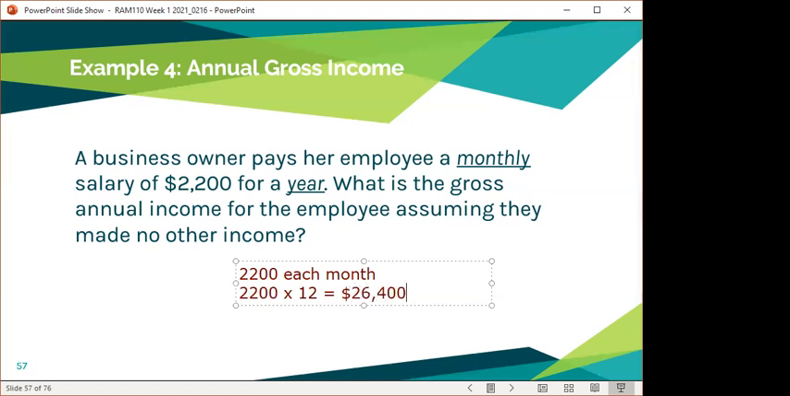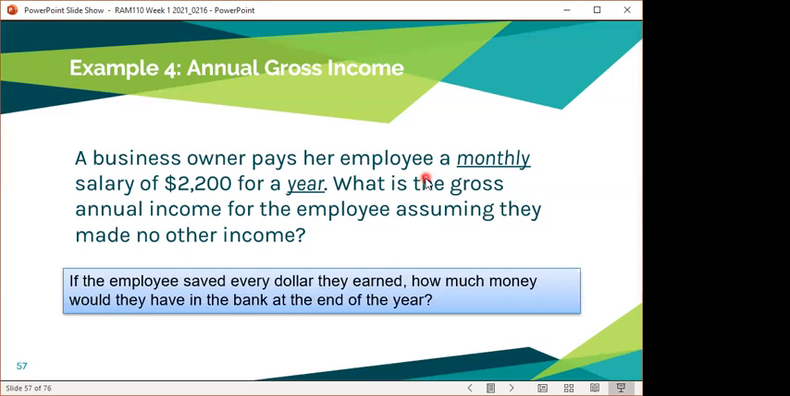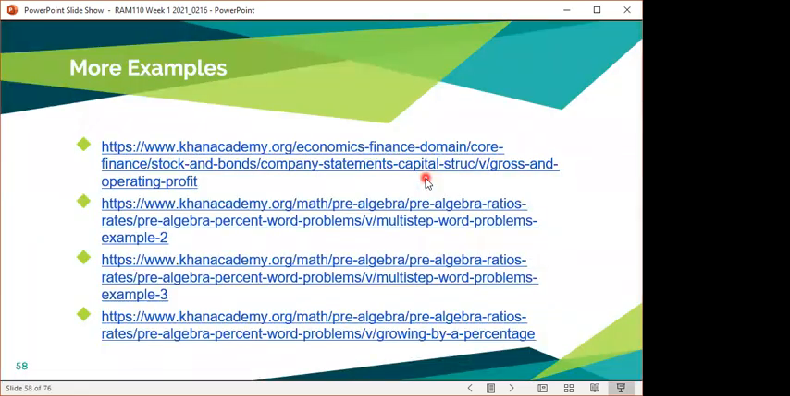All right, not bad. Again, some very basic calculations just to build a foundation for our understanding of these things. If the employee saved every dollar they earned, that would be the amount, $26,400. Some more examples. I'm going to leave this up to you to research on your own and to watch these videos. We still have some more things to talk about, and I want to make sure we get through those. But algebra word problems are really helpful.